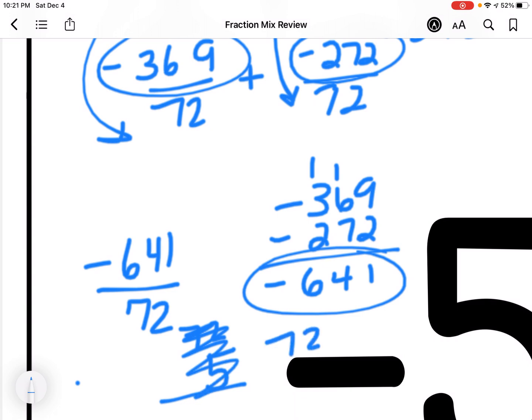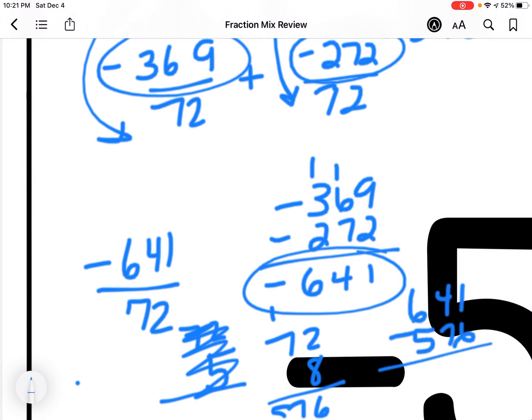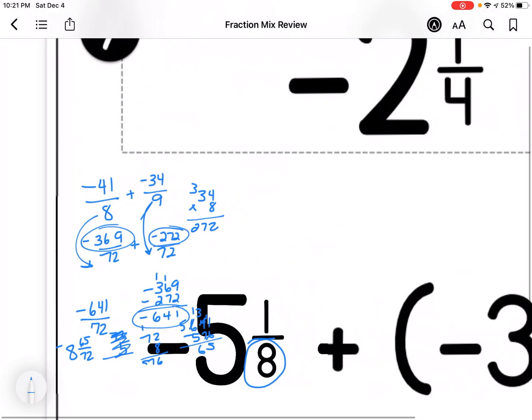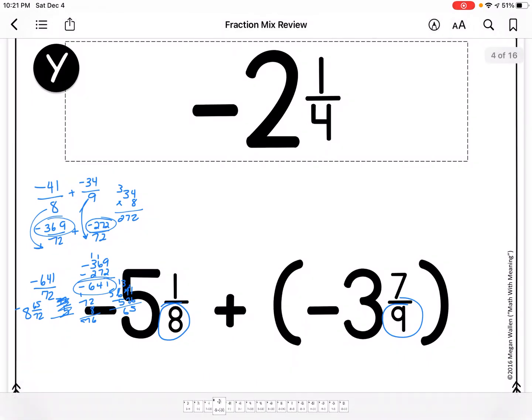Let's try 8 times. Yeah, that's going to be closer. So 56, 57. 641 minus 576. Okay, so I get 8 times with 65 over 72 left over. I don't think you can simplify that.